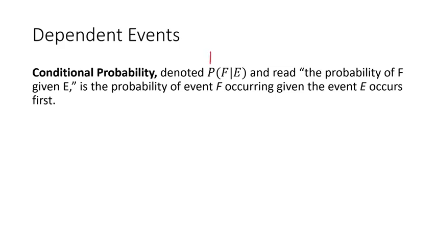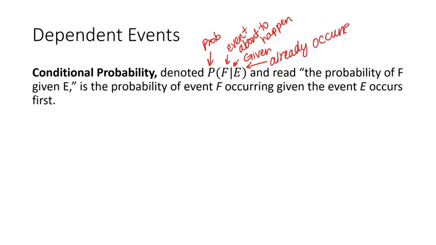Now we denote it as the probability of F, the event about to happen. This little line right here means a given. This probability is the one that has already occurred. The one that already happened.